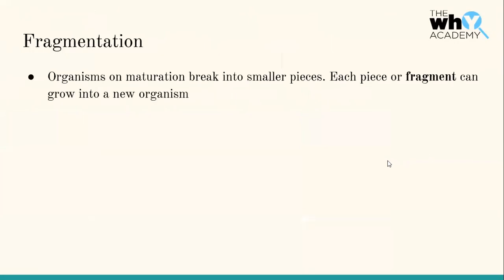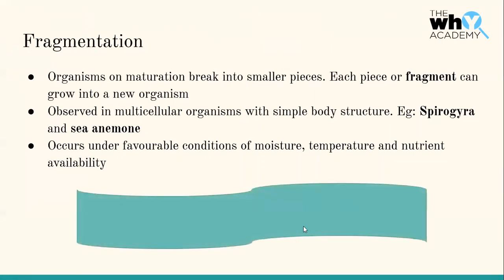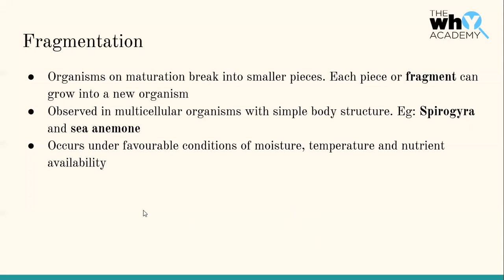Okay, next we have fragmentation, right? Common example, Spirogyra. I think earlier they used to have this Spirogyra image also included. Now I think they took it off. Oh, this is just a question. Okay. So organisms on maturation break into smaller pieces. Maturation basically is when they become adult stage or when they have achieved some amount of required growth, right? They break into smaller pieces and each piece or fragment can grow into a new organism. And this is seen in organisms like Spirogyra and sea anemones.